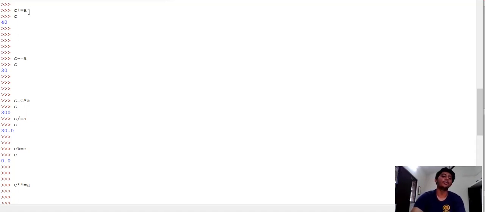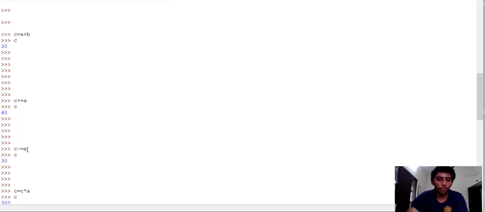C plus equal to A means C equal to C plus A. Since the value of C is 30 and the value of A is 10, C equal to C plus A, that is 30 plus 10, the answer will be 40. Next, C minus equal to A. C equal to C minus A. Since the value of C is 40 and the value of A is 10, the answer will be 40 minus 10, that is 30.